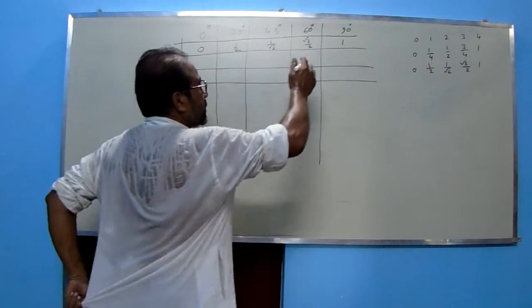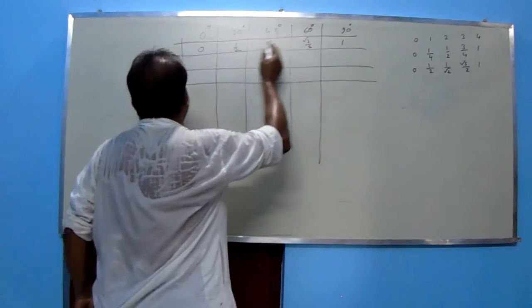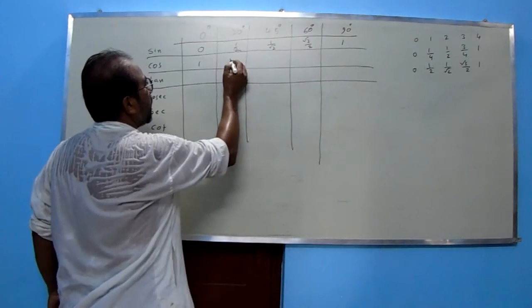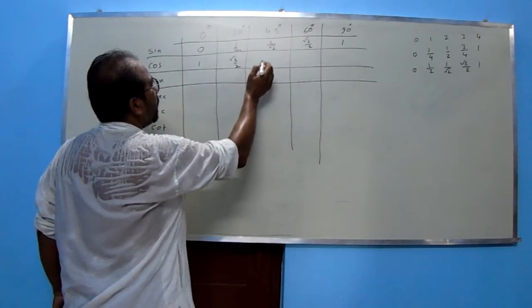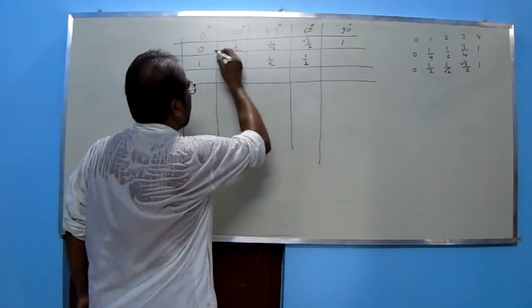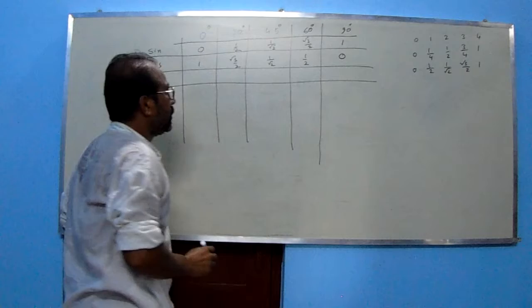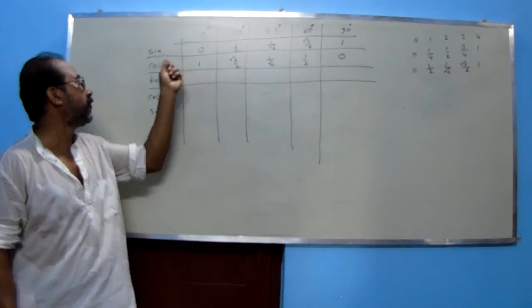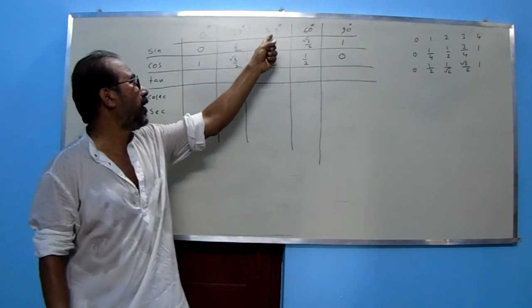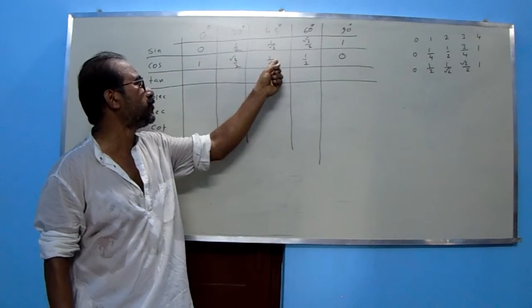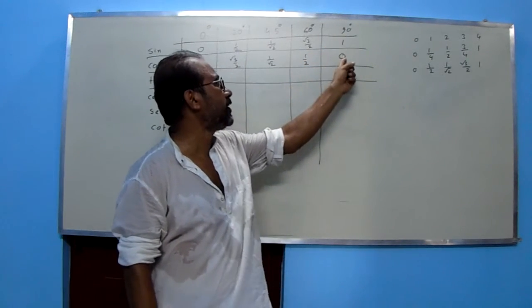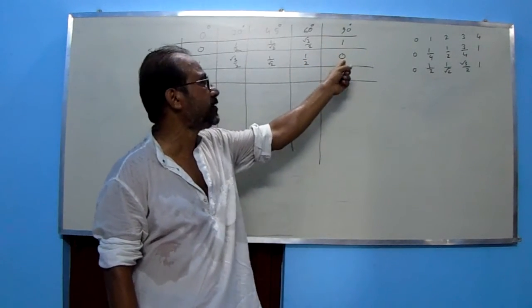Again, starting from the end point for cos. So 1 is to be written here, then root 3 by 2 here, then 1 by root 2 in the same position, half going here and 0 going here. So the value of cos 0 is 1, cos 30 is root 3 by 2, cos 45 is 1 by root 2, cos 60 is half, and cos 90 is 0.